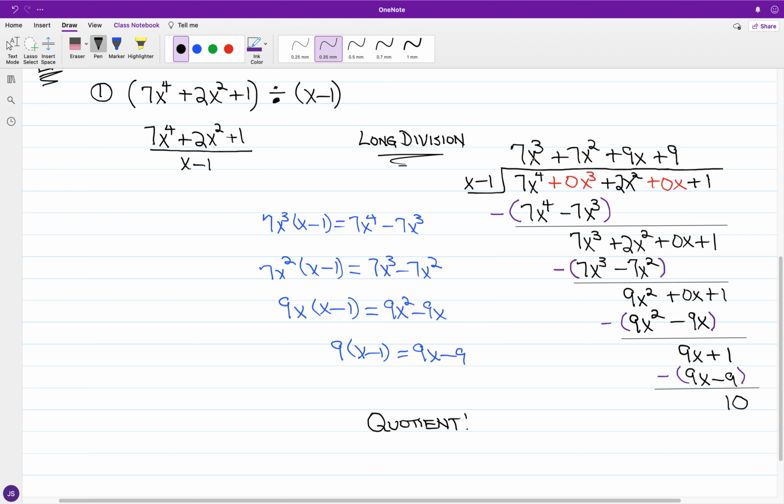I'm taking how much x minus 1 will go into this fourth order expression. So we have this array of terms. So the quotient, again, we have 7x cubed plus 7x squared plus 9x plus 9. And again, for the number 10, that is going to be the remainder.